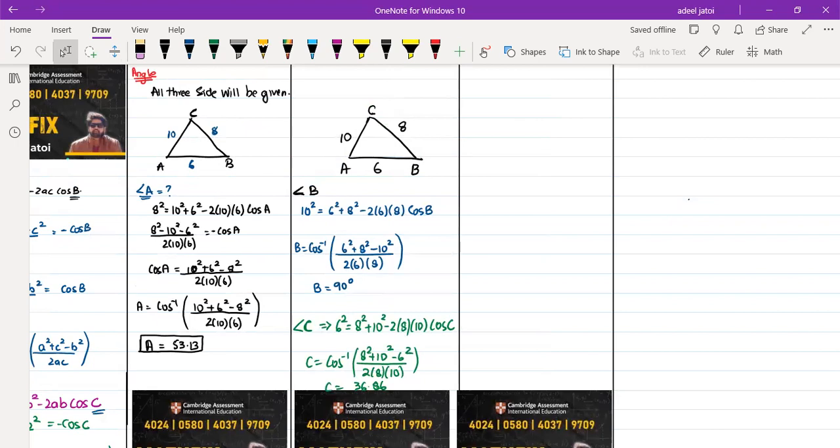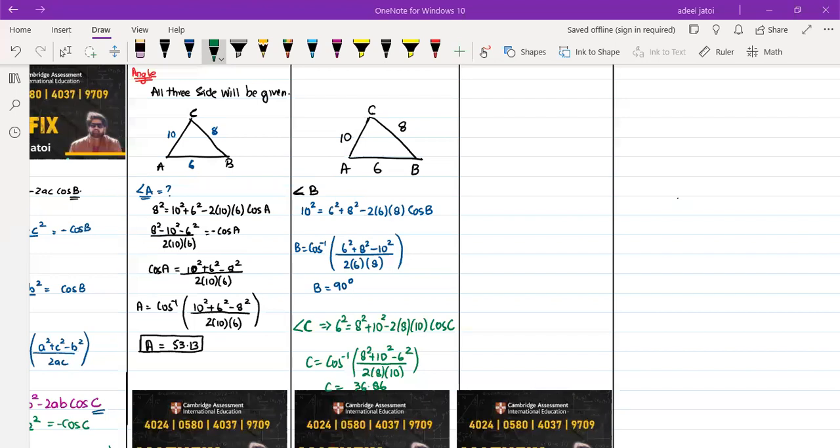So these were the three angles in the non-right angle triangle initially, but now we got to know that this triangle is a right angle triangle because the angle B was 90 degrees using 8, 6, and 10. So now let's change this to a right angle triangle. The angle B was 90 degrees. Angle A was 53.1.